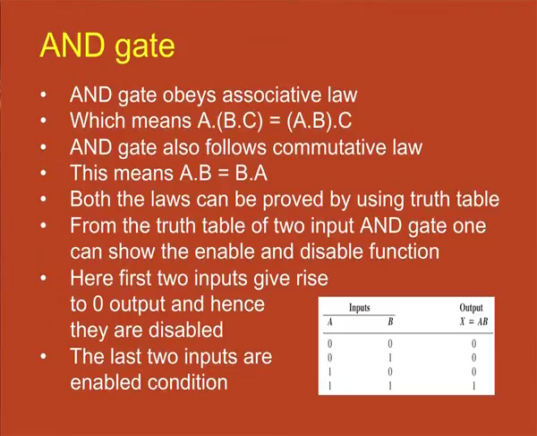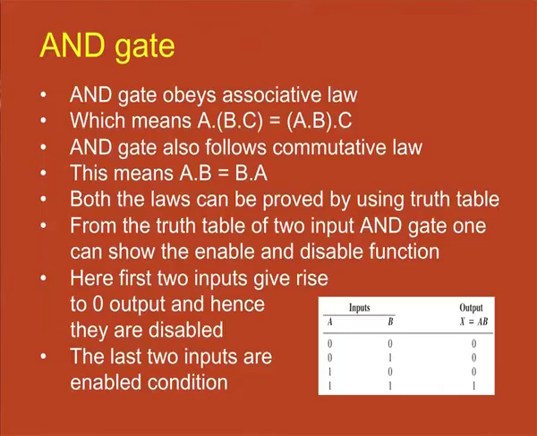Now, if we take the input A and apply the AND operator on the 2 other inputs B and C in the following way, that is A dot (B dot C), then it must be equal to (A dot B) dot C. So, in this way we can say that AND gate obeys associative law.